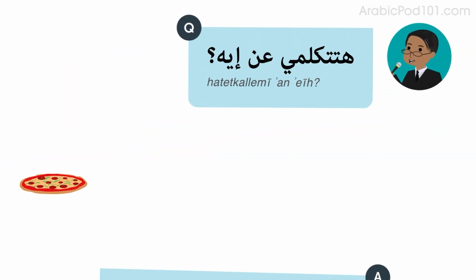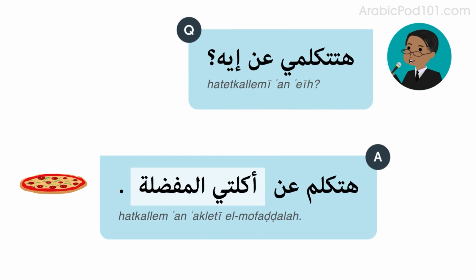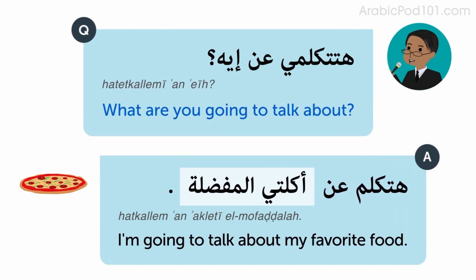Let's look at some examples. Listen and repeat or speak along with the native speakers. هتتكلمي عن إيه؟ هتكلم عن أكلتي المفضلة. What are you going to talk about? I'm going to talk about my favorite food. هتكلم عن أكلتي المفضلة.